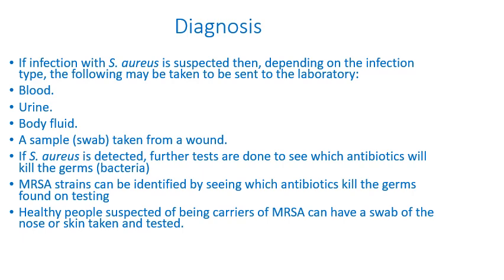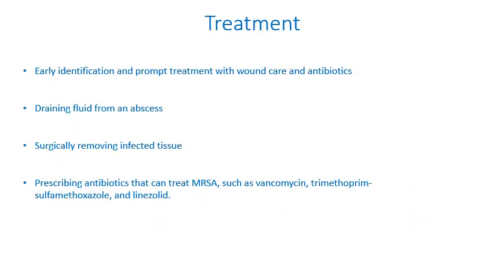So if S. aureus is detected in the ones above, like blood, urine, body fluid, then further tests are done to see which antibiotics kill the bacteria. And healthy people who are suspected of being carriers of methicillin-resistant Staphylococcus aureus, they have a swab of the nose or skin taken and tested. So treatment includes early identification and prompt treatment with wound care, antibiotics, draining the fluid from the abscess, surgically removing affected tissue, and prescribing antibiotics that treat MRSA such as vancomycin, trimethoprim-sulfamethoxazole, and linezolid.